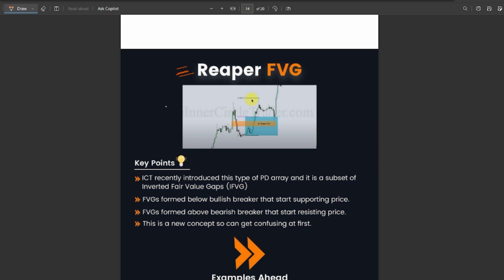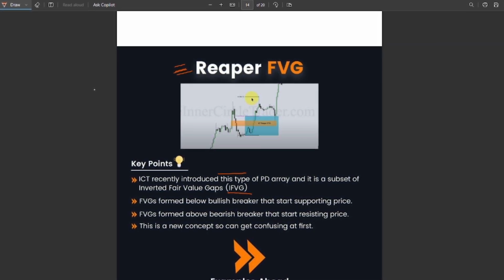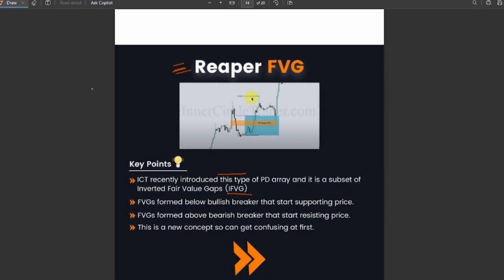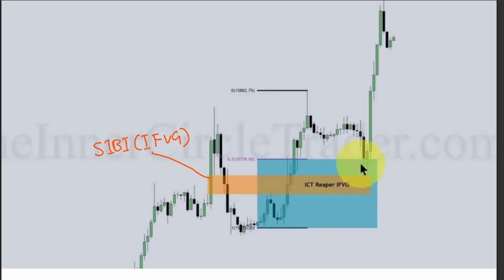So now let's move to our fourth type of fair value gap, that is Reaper FVG. This is a new type of fair value gap which ICT introduced 4 months ago. This is a type or subset of inverted fair value gaps, and ICT has used this very adeptly to take precise trades. So let's move to an example to explain it more. So here you can see we have marked a SIBI which is used as an inverted fair value gap. So this will act as a bullish support. Now when price retests it, we can take longs here and stops somewhere below here and target new highs. So this is a new kind of fair value gap which I haven't used so much, but ICT taught this 4 months ago, so I thought of including it here.